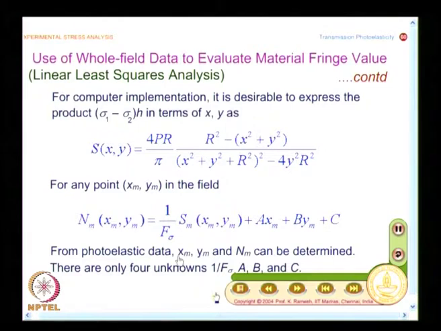So, what I have now is, you should recognize the unknowns are 1 by f sigma, and coefficients a, b and c. And what I have to do is write an error function. See, in all our least squares analysis, we need to write an error function and minimize that error function, so that you get the result which is the best fit for the given data points. So, first step is we need to find the error function. So, we define the error now.